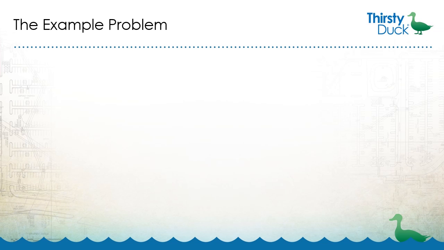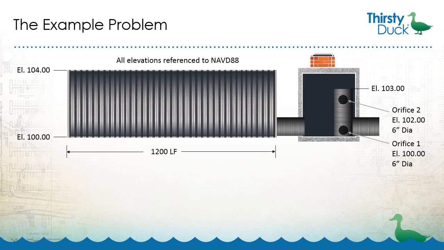For the purposes of comparison, we will start with a traditional system design which meets the project requirements. The storage consists of 1,200 linear feet of 48-inch diameter corrugated metal pipe, having an invert elevation of 100.00 and no slope. No freeboard is required, and the outfall has sufficient conveyance such that the HGL will always be below Thirsty Duck's flow restrictor module.